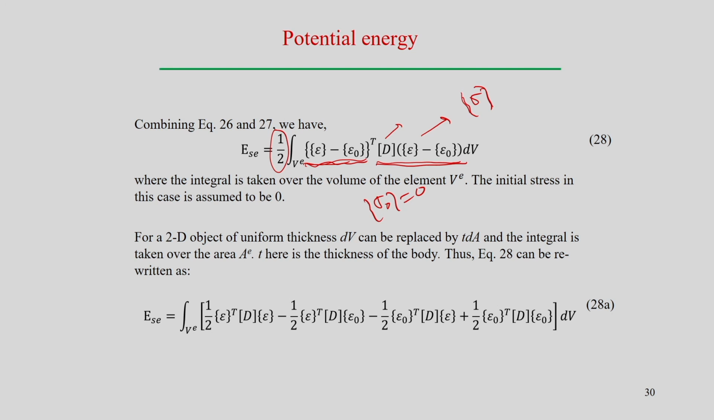Now, for a 2D object of uniform thickness, this is the expression, and if you consider a 2-dimensional object, dV can be represented like that. With uniform thickness, dV can be replaced by T into dA. T is the uniform thickness, and dA is the elemental area in this 2-dimensional analysis, and the integral is taken over the elemental area A. T here is the thickness of the body. So, therefore, this equation can be written in a general form like that.